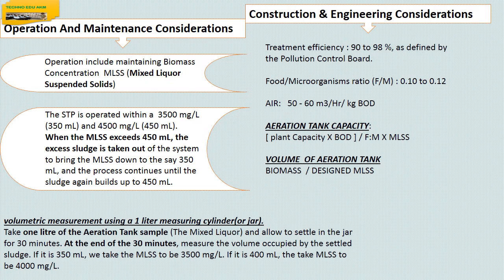For aeration tank capacity, you can design it as follows: multiply the plant capacity with the biological oxygen demand, divided by the ratio of food to microorganism into MLSS. Similarly, for the volume of the aeration tank, you need to divide the biomass by the designed MLSS.